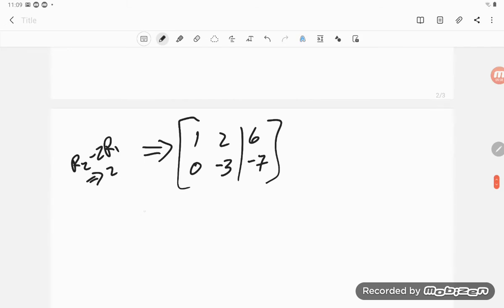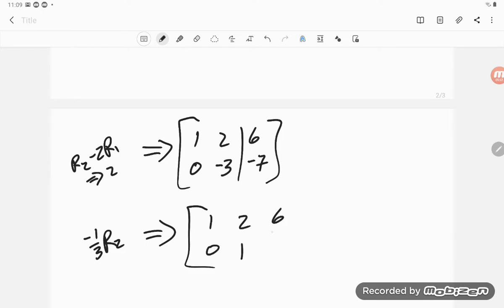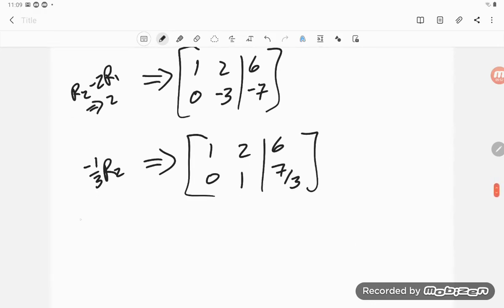And so now I'll do negative 1/3 times row 2. That gives 0, 1, 7/3. And then finally, row 1 minus 2 row 2, and put that back into row 1.